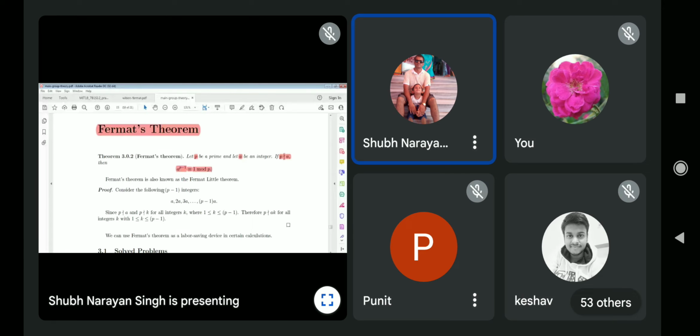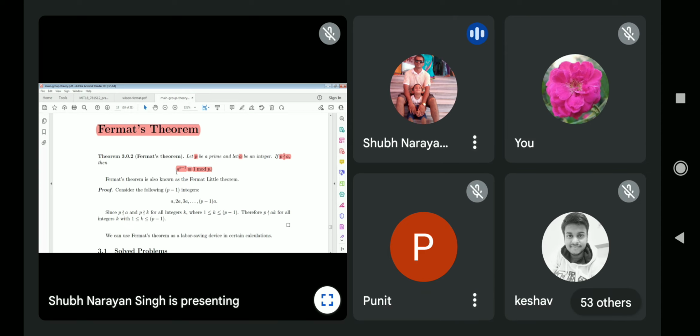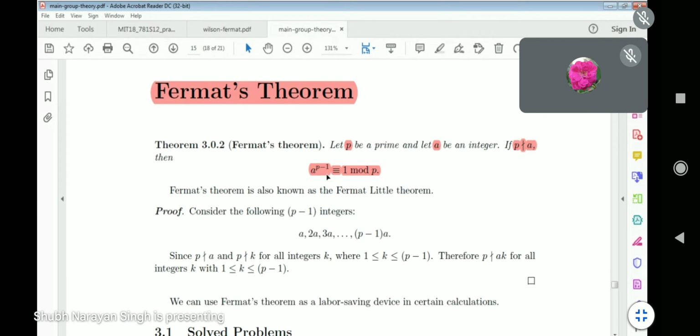So with these three pieces of information, we conclude that a to the power p minus 1 is congruent to 1 modulo p. That means p divides a to the power p minus 1 minus 1. That is the meaning of this symbol. If you say a is congruent to b modulo n, that means n divides a minus b. So here in place of a we have a to the power p minus 1, and in place of b we have 1. So what is the meaning of this statement? p divides a to the power p minus 1 minus 1. So this is your Fermat's theorem.